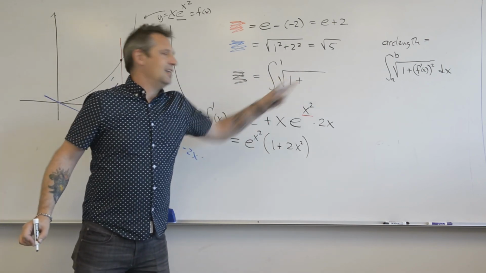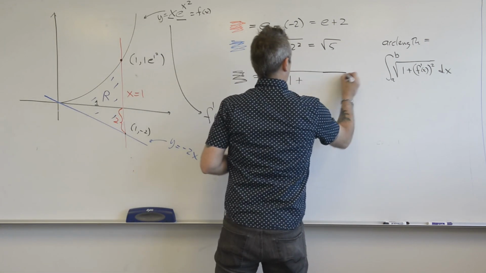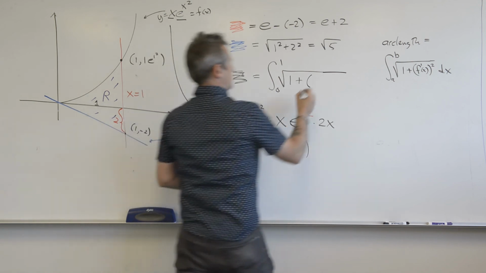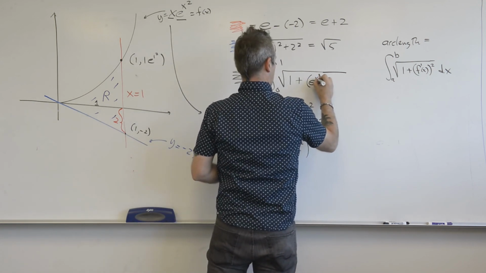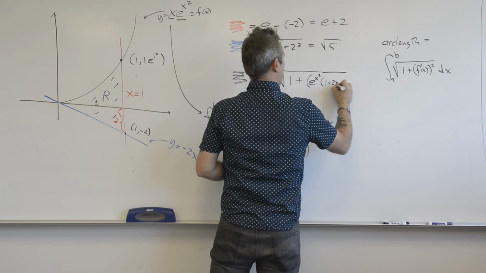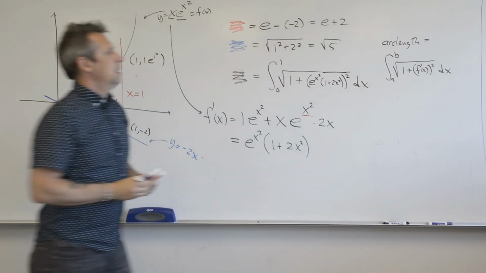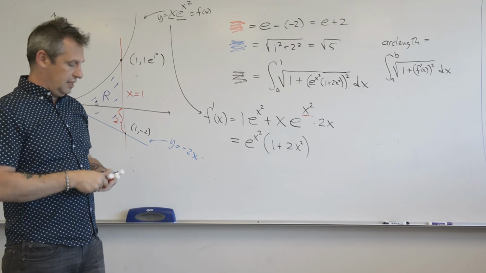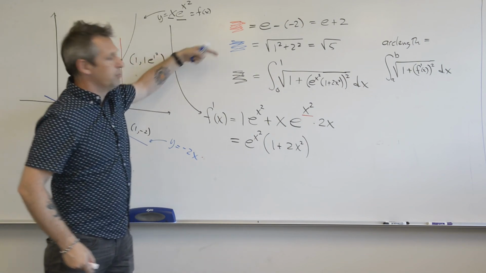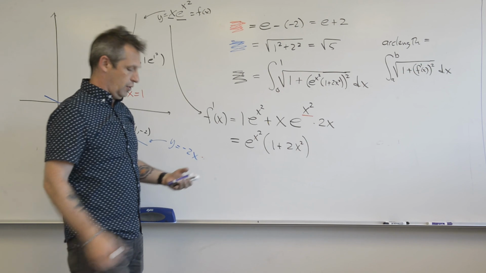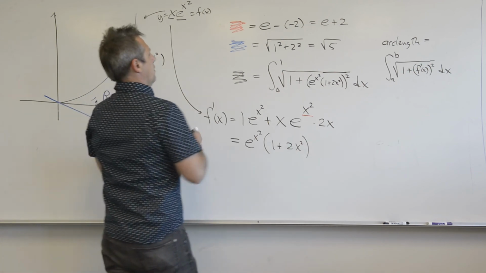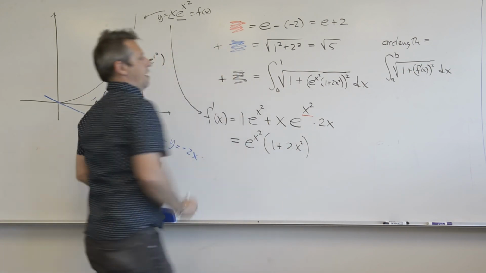And I'm plugging that into our formula for the arc length, and it becomes all of that stuff squared. So e to the x squared times 1 plus 2x squared, squared, dx. My final answer to this problem then is to add up the red, the blue, and the black. Don't forget to add all three of those things up. So I'm just going to go like this, and there you have it.